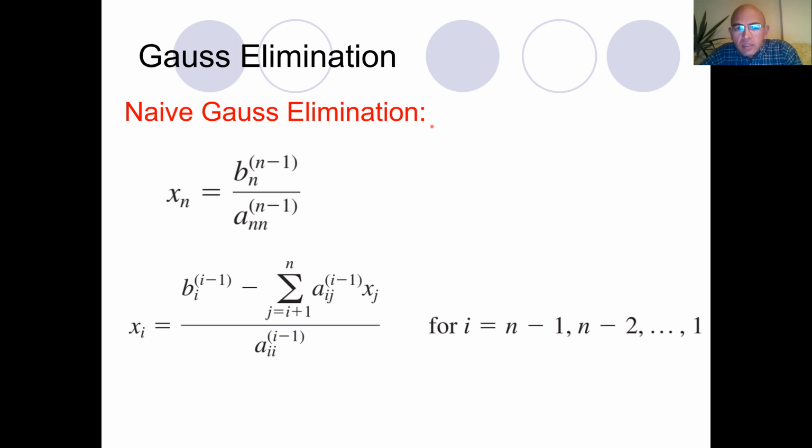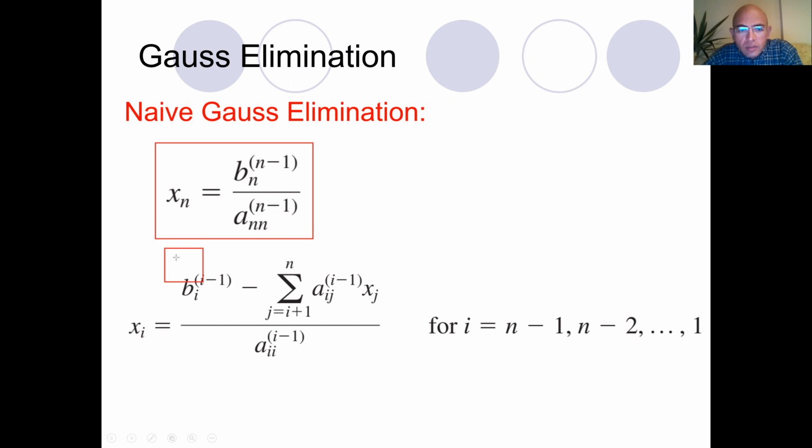So basically, the nth variable can easily be calculated. As I said, with this expression, xn is equal to bn^(n-1) over ann^(n-1). That's also okay. How about how can I calculate the value?